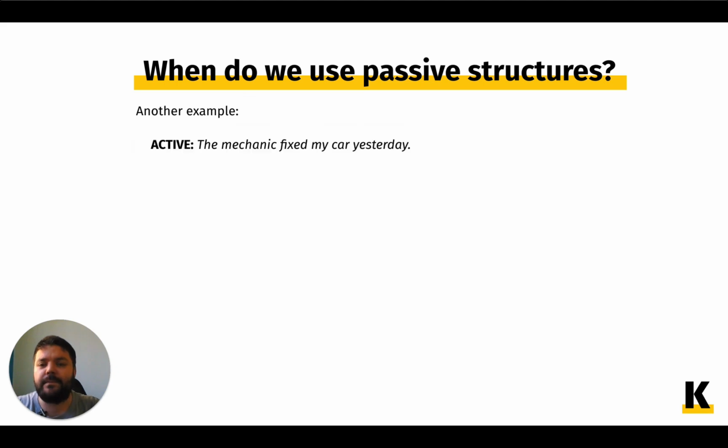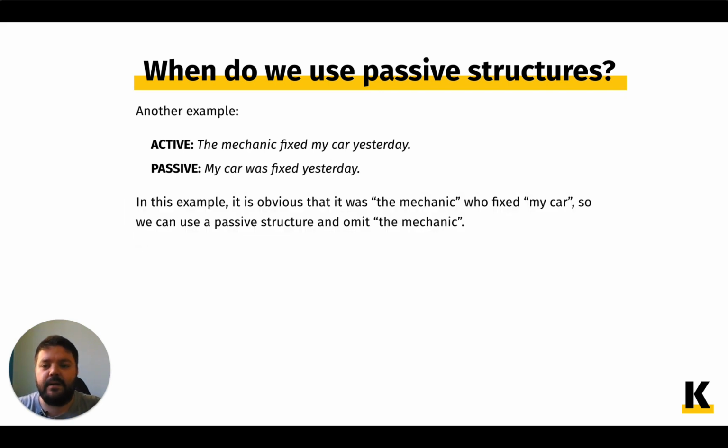Another example, in the active, the mechanic fixed my car yesterday. But because it's obvious that cars are fixed by mechanics, I would just say my car was fixed yesterday. And I would just omit the mechanic there. In this example, it is obvious that it was the mechanic who fixed the car, so we can use the passive structure.